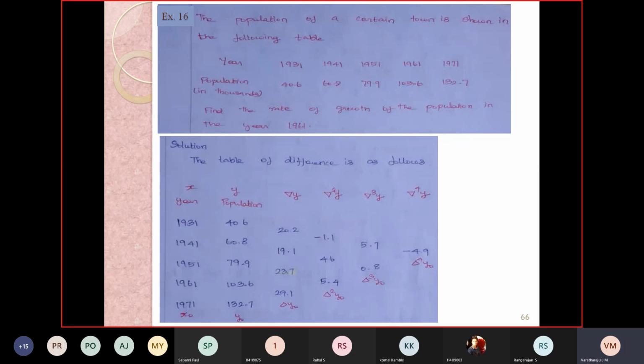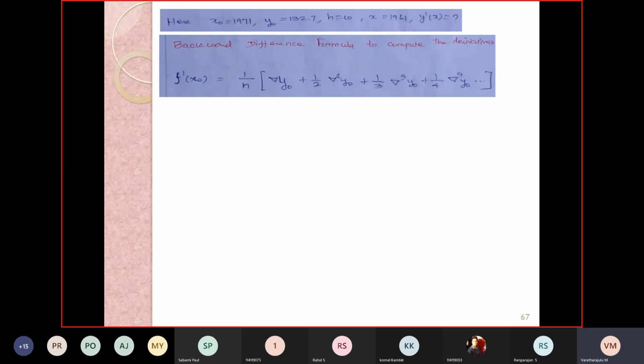Here, the first differences are 20.2, 19.9, 23.7, and 29.1, and the second differences are -1.1, 4.6, 5.9. The third differences are 5.7, -0.8, and the fourth difference is -4.9. And here the data is nearer to the end, therefore we need to apply the backward interpolation formula, that too with the derivative. And see here, x naught, y naught, h, x. And we need to consider the first derivative, that is y dash of x. In the backward interpolation formula for the first derivative, all signs are positive. And instead of delta, we are using del.